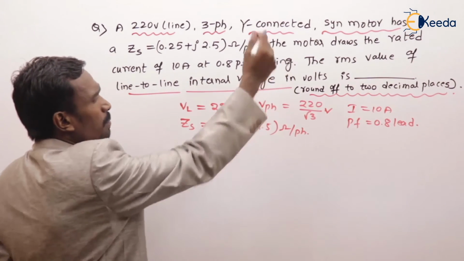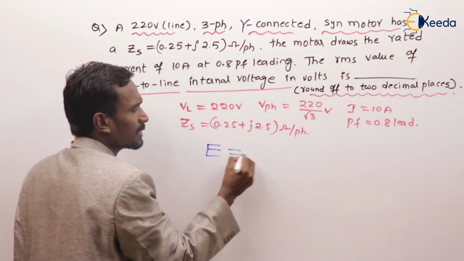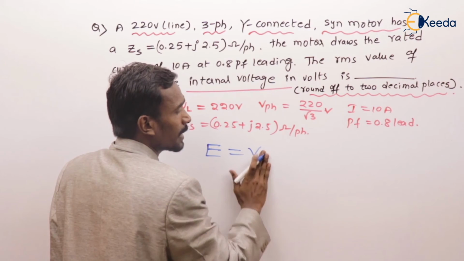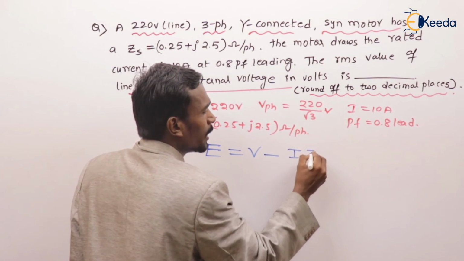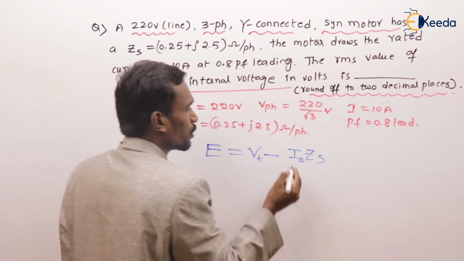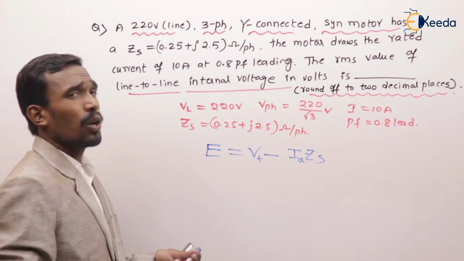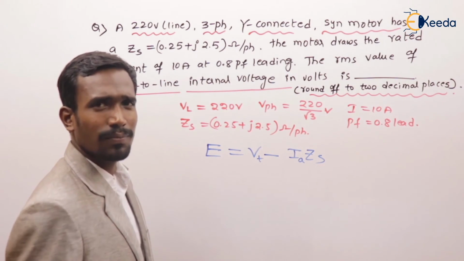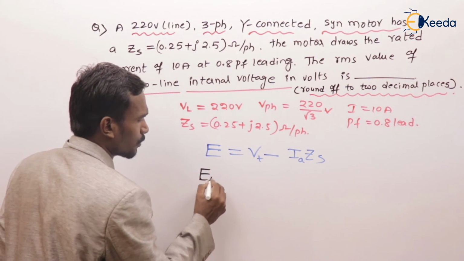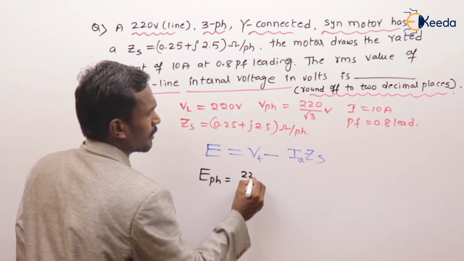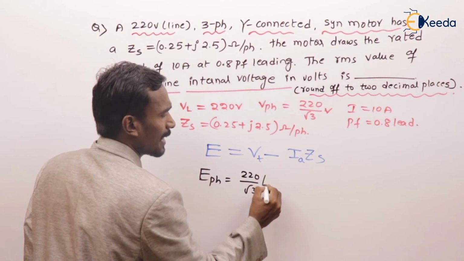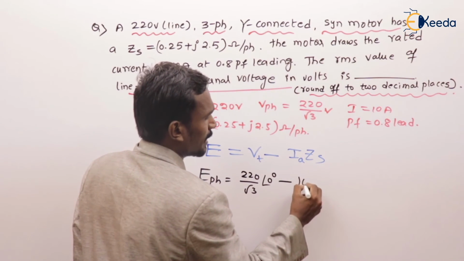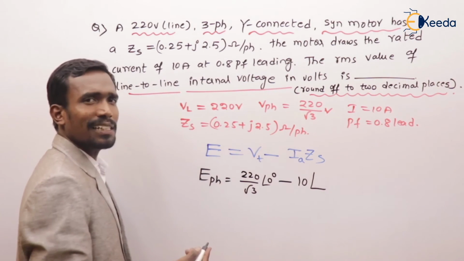First of all, this is a motor. So what is the EMF? E is equal to V plus... sorry, E is equal to V minus Ia into Zs. Yes or no? For a motor, E is equal to V minus Ia into Zs. This is the phase value actually. Vt is given as 220 by root 3 at an angle 0 degrees, minus Ia. What is Ia? 10 amperes at 0.8 leading.